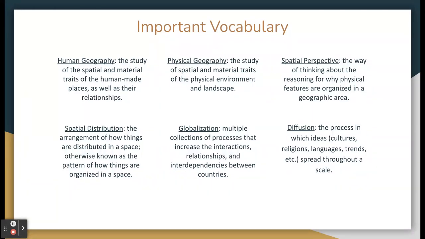Furthermore, globalization is a collection of multiple processes that increase the interactions, relationships, and interdependencies between nations. Diffusion is the process in which ideas spread throughout a scale. Globalization occurs because of diffusion. It is a form of diffusion. For example, Starbucks originated in Seattle, Washington, but has diffused throughout the entire world.